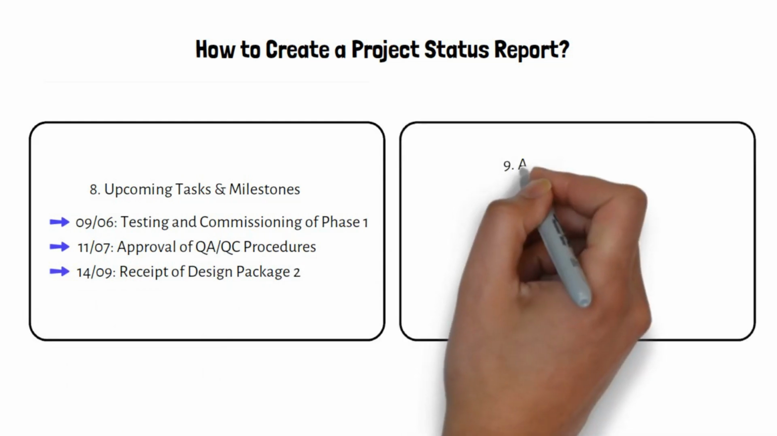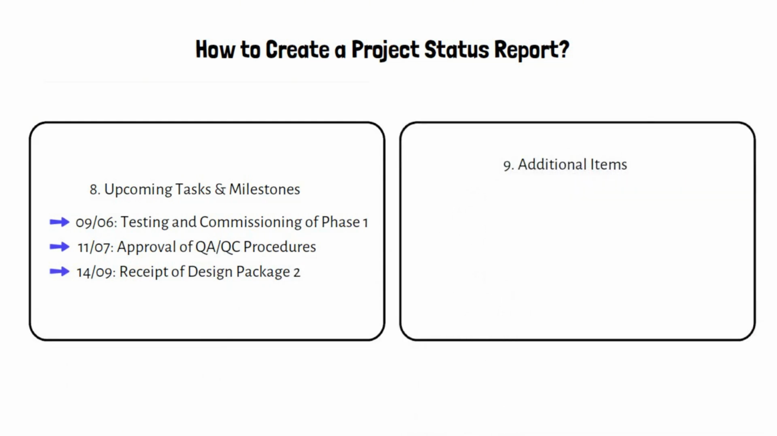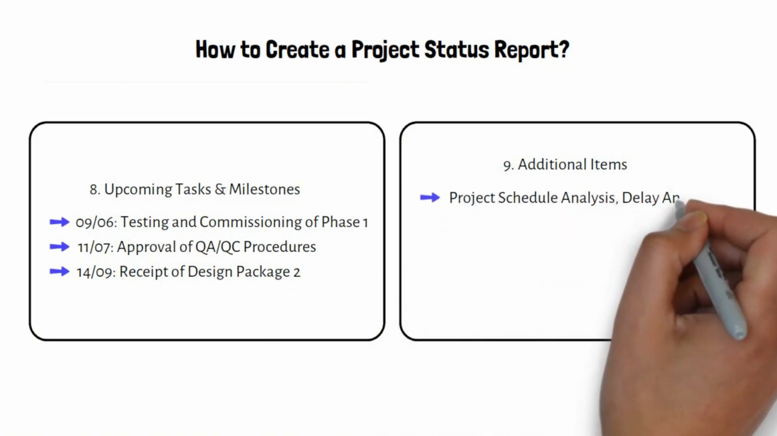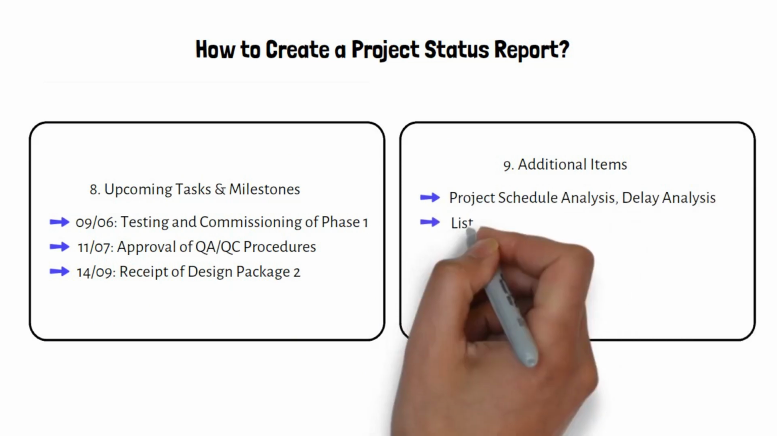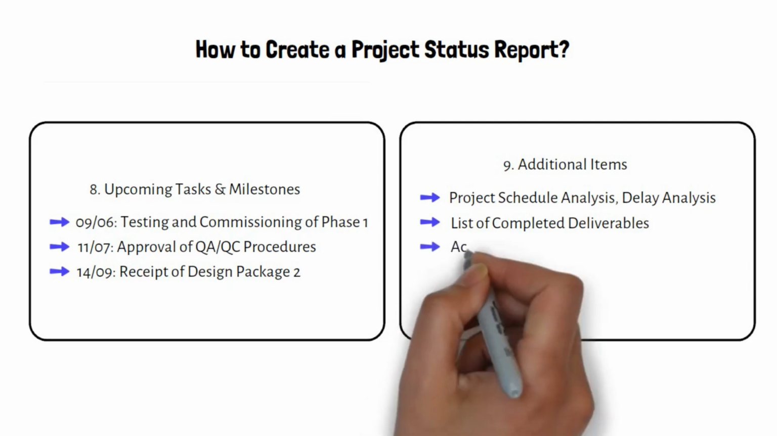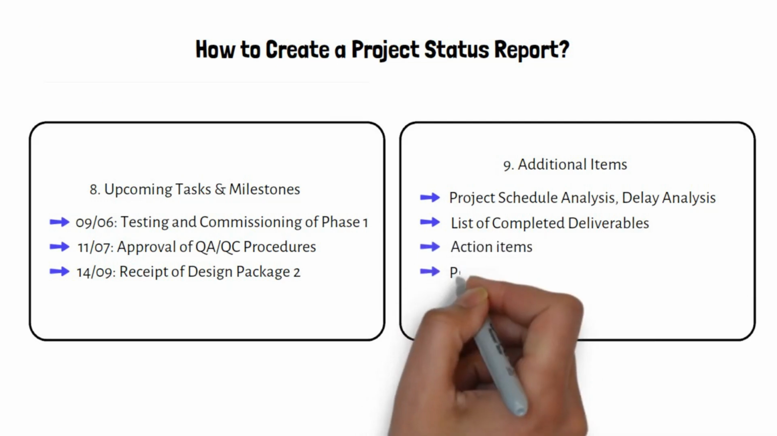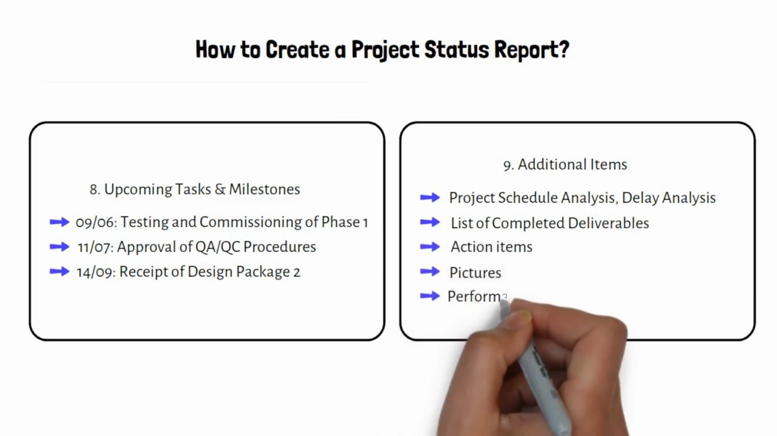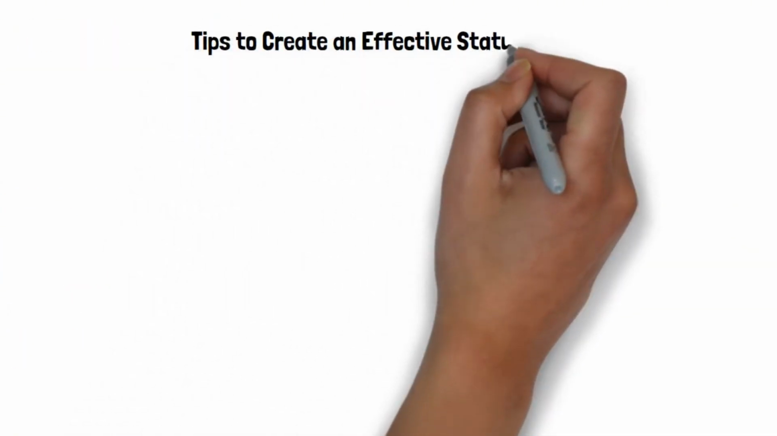9. Additional items. Below are some additional items you can put in the project status report template to provide a better view of your project. Project schedule analysis, delay analysis. List of completed deliverables. Action items. Pictures. Performance reports.